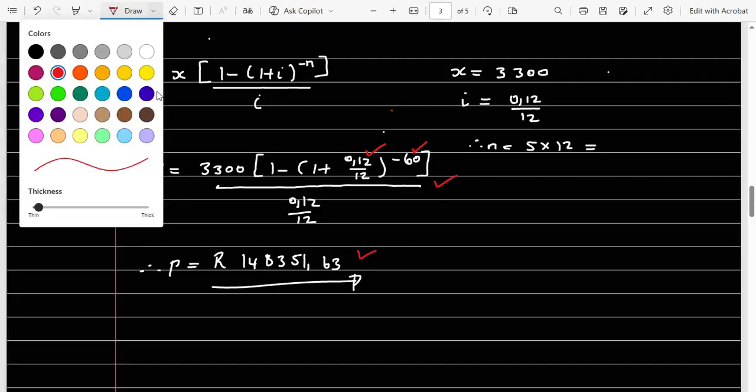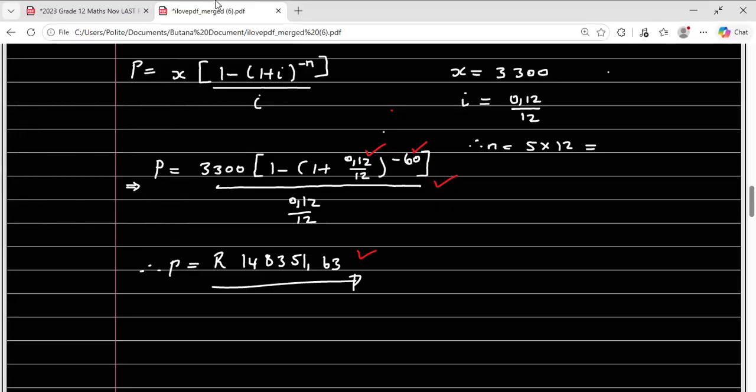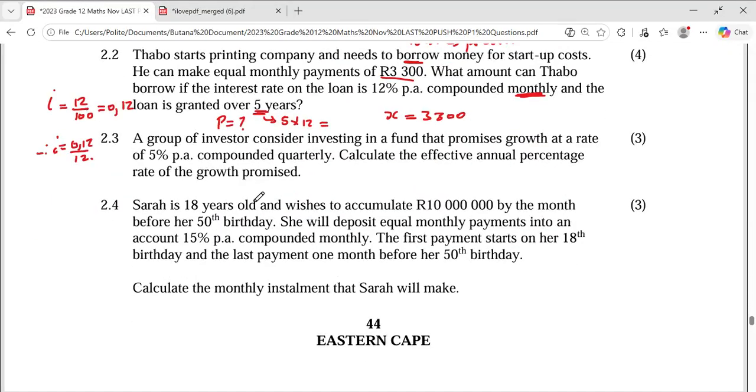Okay, moving to the next question. A group of investors consider, you see, now I see the word investing, but it's fine. Let's read the question and see what it says. A group of investors consider investing in a fund that promises growth at a rate of 5% compounded quarterly. Calculate the effective annual percentage rate of the growth promised.